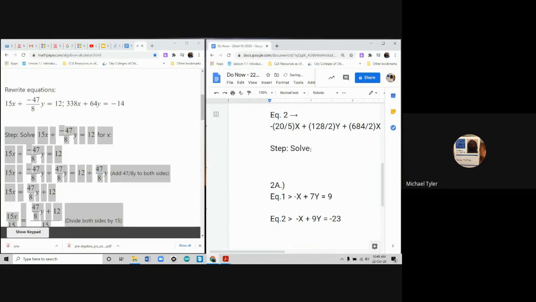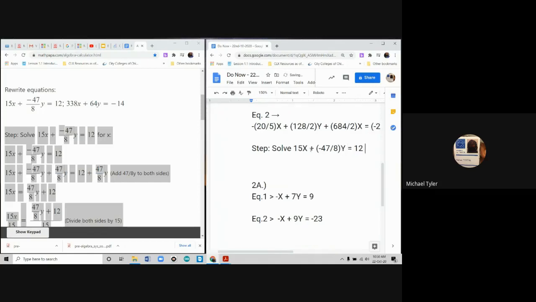And then how do we type this? That's 15x plus, right? It's going to be in parentheses. You can do it this way if it's easy for you. A minus 47 divided by 8. This is the reduction part. Okay. And then they say y equal to 12 and 4.